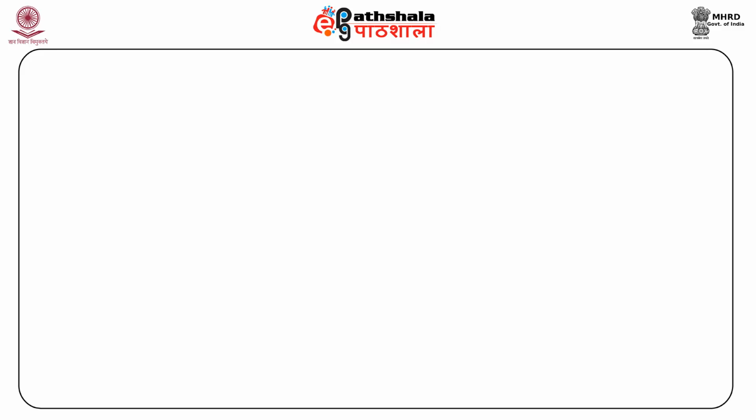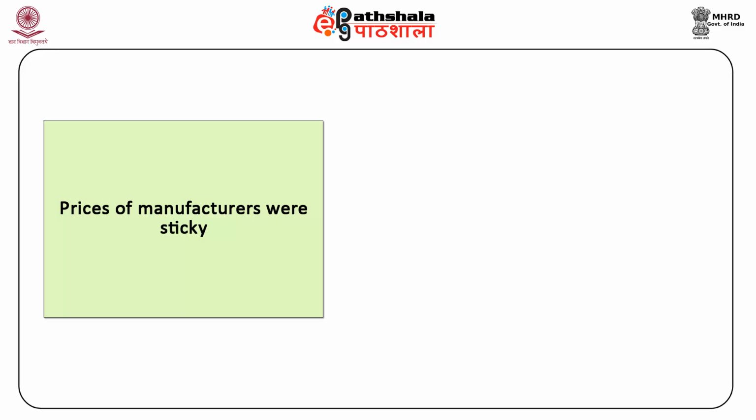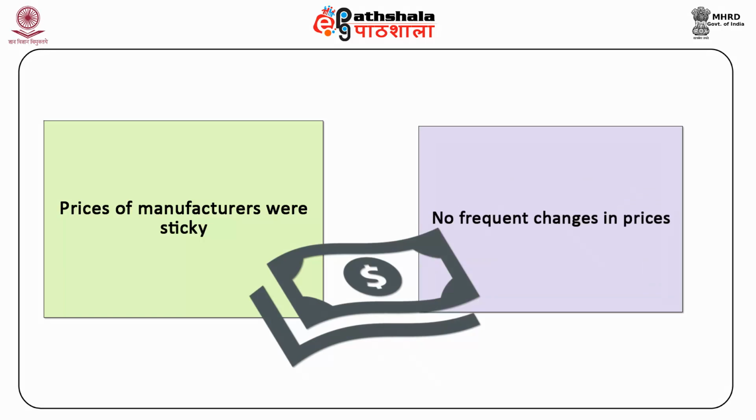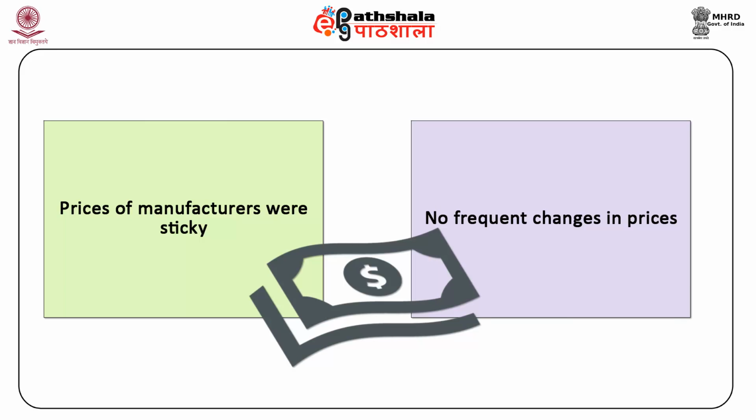The last reason pointed out by Hall and Hitch was that prices of manufacturers were sticky, that is, there are no frequent changes in prices despite changes in demand and cost conditions.